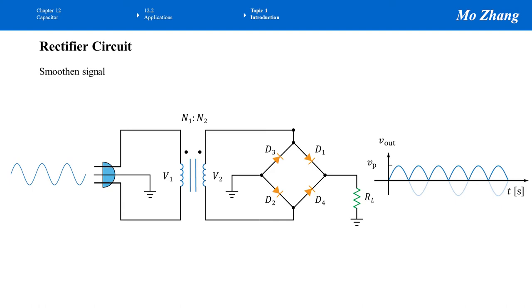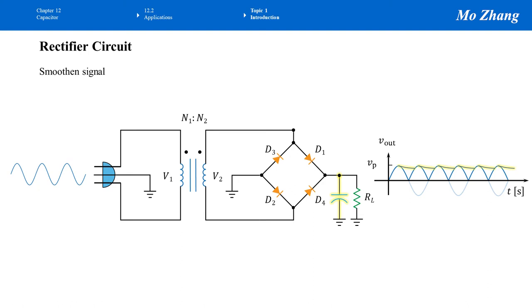As you can see, the output waveform looks like small hills or small bumps adjacent to each other. It doesn't look like a real DC signal, which should be a straight horizontal line, as shown here. One way we can make it look similar to a straight line is to connect a capacitor. We put a capacitor in parallel to the load resistor RL. At the end, the output waveform looks like this.